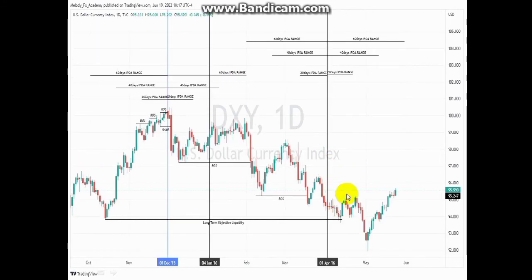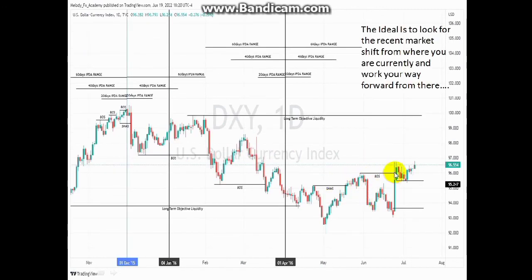Now you can see in the first 20 days we had a consolidation. The market was just consolidating going forward. Then we had a kind of run on liquidity, a push down one more time into that higher time frame long-term objective. We had a run one more time and a shift in structure. You can see the market took out this significant short-term high, so we had our shift in structure, a break in market structure, and obviously we have a fair value gap, right?